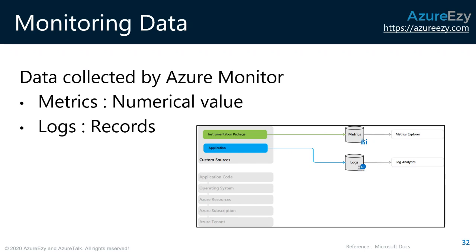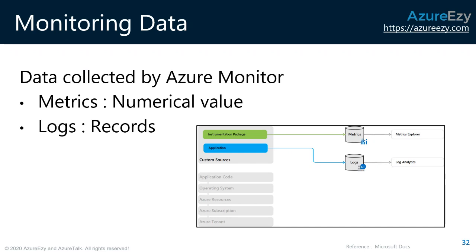For example, CPU is greater than 80%, memory is 75%. So whenever you have some numerical value, some performance or anything which can be specified in numerical denominations, that is known as a metric. Then we have logs. A log can be an event log, an application log, or any information, any record. Any activity log, and any other type of record, is known as a log.